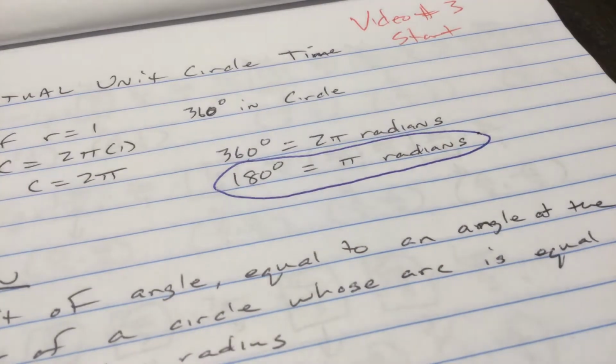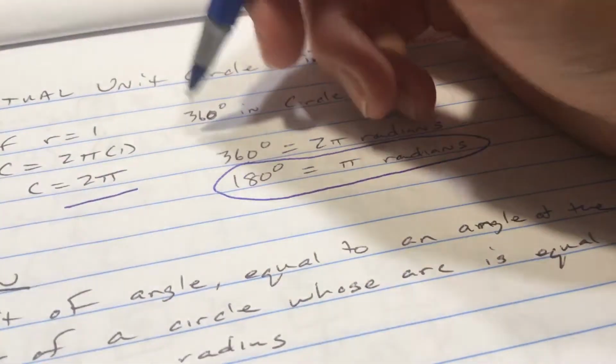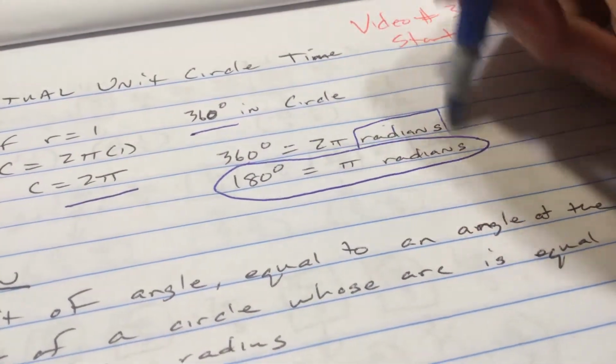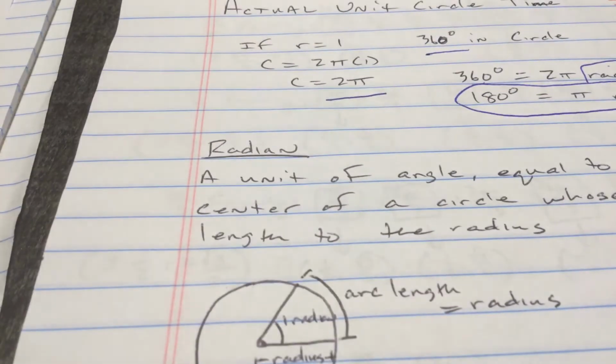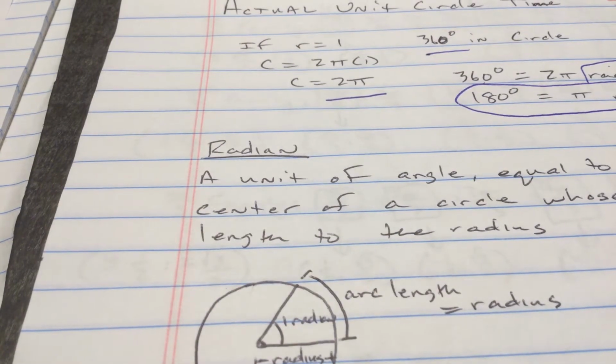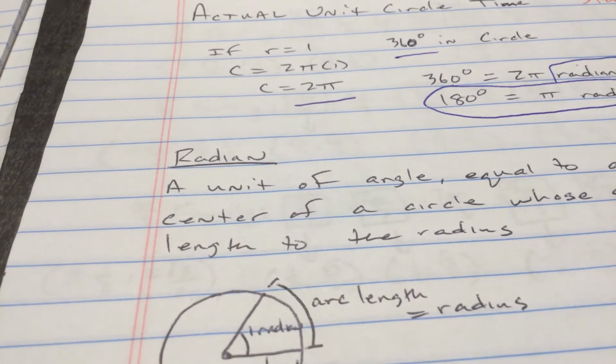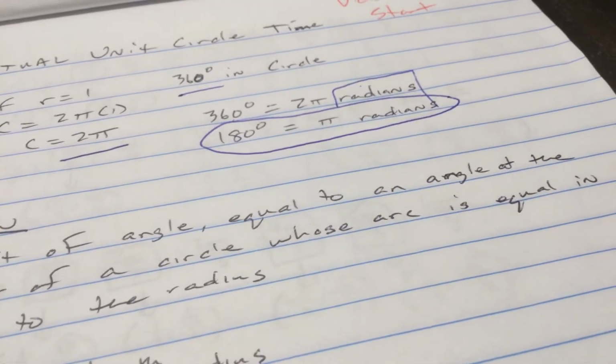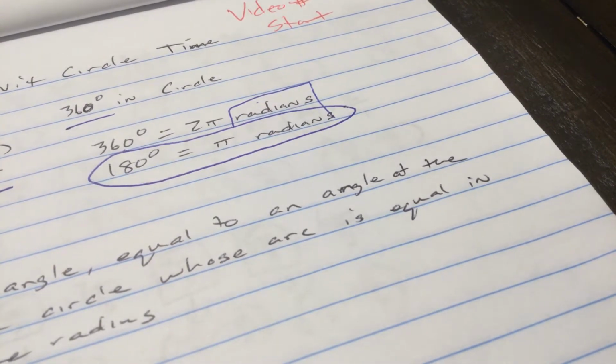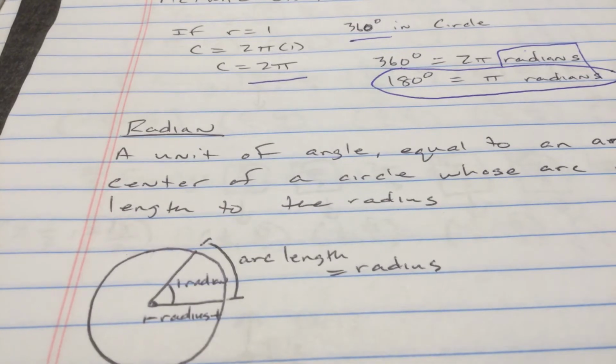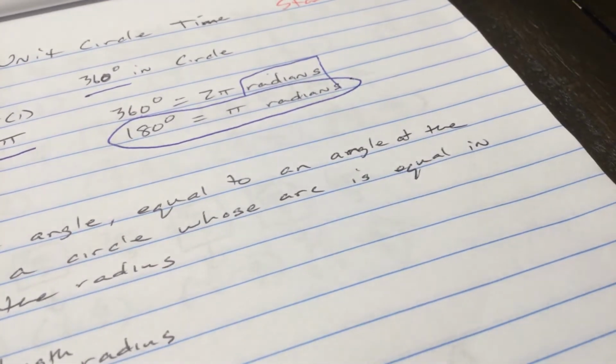Please write that down. You might be asking, I understand the whole 2 pi and the 360, but you've added in this word radians there. What does that mean? That is new for you. A radian is a unit of angle. A way to measure an angle is degrees. There's also minutes, seconds, units of angle. A radian is equal to, now this is weird, I'm going to show you what it means in a drawing here, an angle at the center of a circle whose arc is equal in length to the radius.